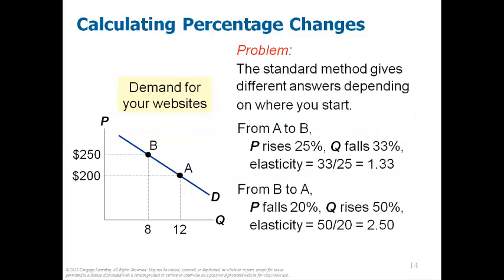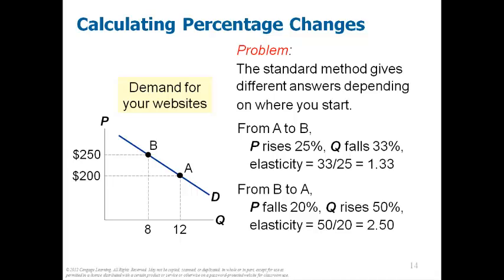Okay, but there's a problem with calculating it in this way, which is that the standard method gives different answers depending upon where you start. So using this method, if you calculate it going from A to B, you get a different answer than if you calculate it going from B to A. So going from A to B, the price rises by 25%, the quantity falls by 33%.